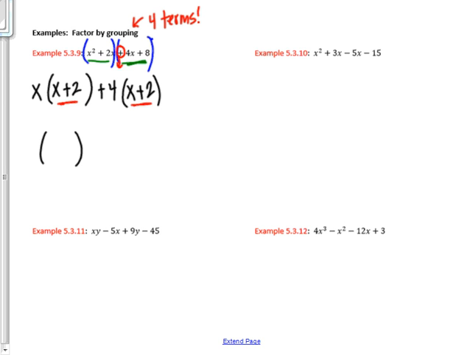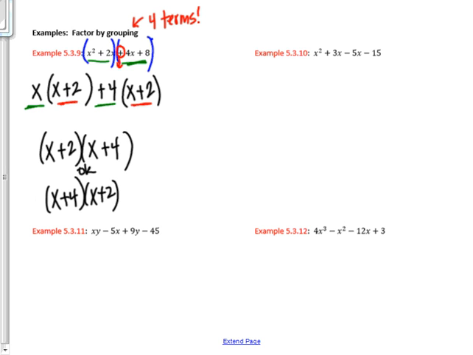For your final answer, you draw 2 parentheses. Okay. In one of them, you put that matching inside, and in the other one, you put what's left on the outsides, which would be an x plus 4. The order doesn't matter, so if you want to give me x plus 4, if you want to write your outsides first and then your insides, it doesn't matter. Either of those are okay. Okay. Alright, let's do this one.